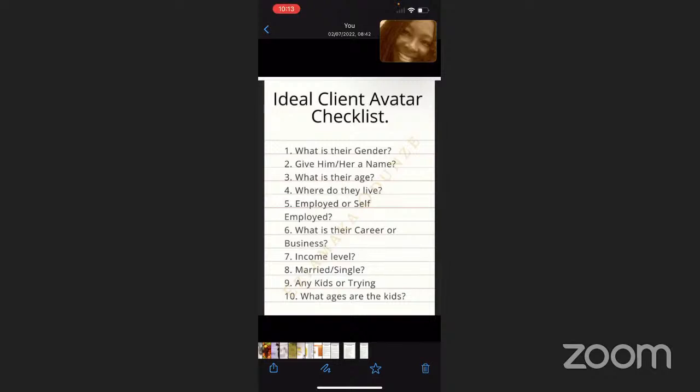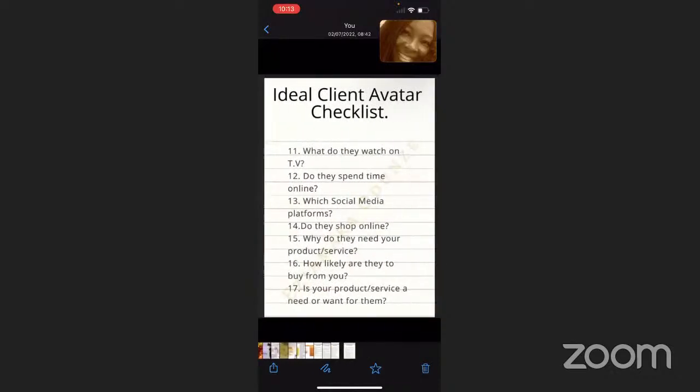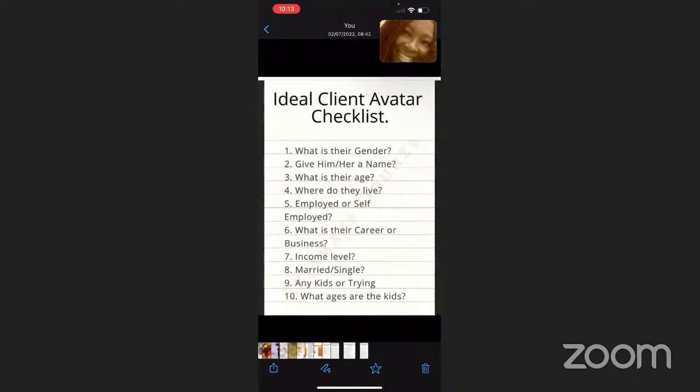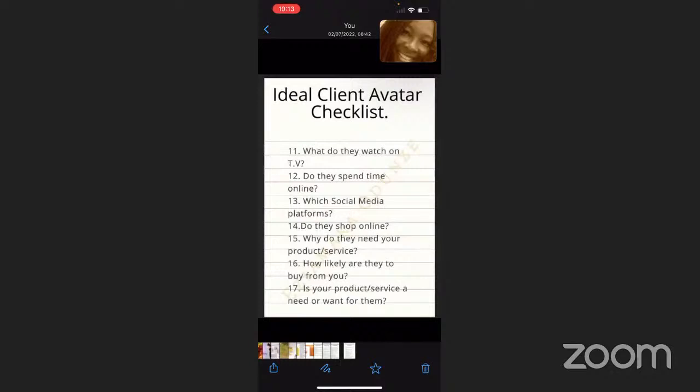Question number 8, is the person married or single? And then 9, does the person have any child, or is the person trying to have any child? And then what are the ages of the person's children? Number 10. Okay, if he has 4 children, you need to lay out the ages of those 4 children. And then number 11, what television station do they watch?